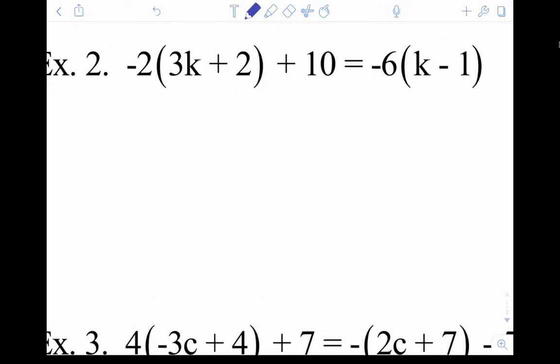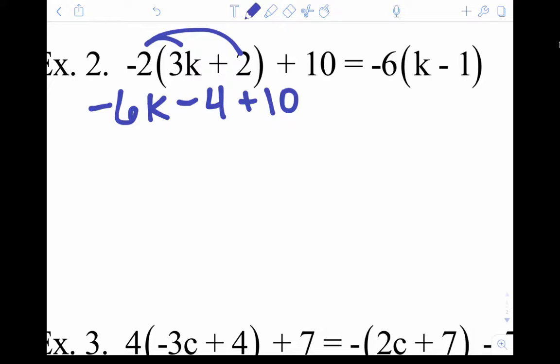I have another problem here that looks just like any other problem. So I'm going to first distribute. I need to make sure I distribute the negative along with the 2. So I have negative 2 times 3k, which is negative 6k. And then negative 2 times positive 2, which is negative 4. And I still have that plus 10. I need to distribute that negative 6 now. So that's equal to negative 6k. And then negative 6 times negative 1, because you're always looking at the sign in front, makes a positive 6.